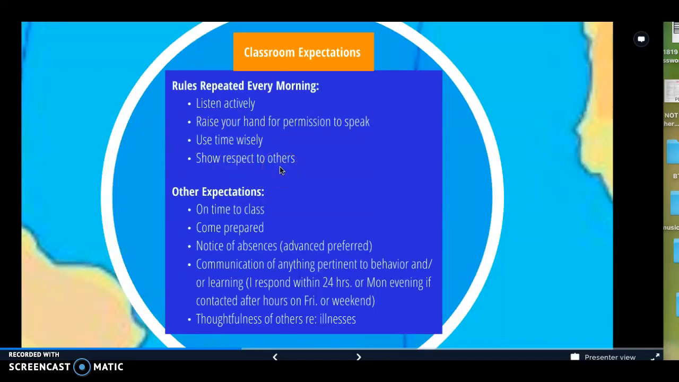Other expectations include that I expect your student to be on time to class. School actually starts at 8:45 down in the gym, and by the time they come up to class, if they're not walking up the stairs with us, they're already at least 10 to 15 minutes late, which is just really not acceptable. So please make sure, I know that on the rare occasion things happen, but please make sure that your student is on time.